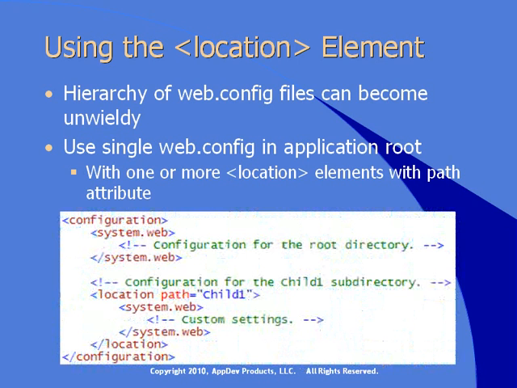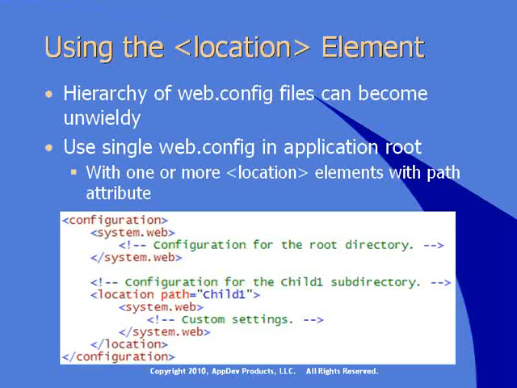This shows a subset of the web.config file that is located in the application root directory. The root directory has its own configuration settings, whatever you might choose to include, but then you can specify different settings for the child1 subdirectory, and you specify that using the location element and the relative URL of the path to that child subdirectory. Then you specify within the system.web element any custom settings that apply only to the child one.